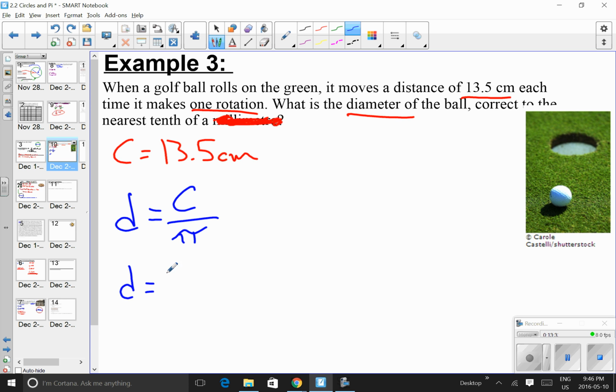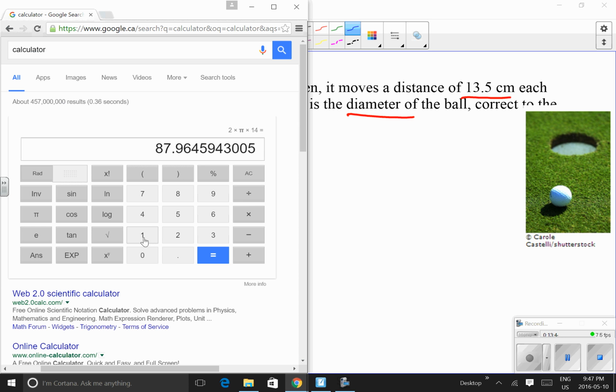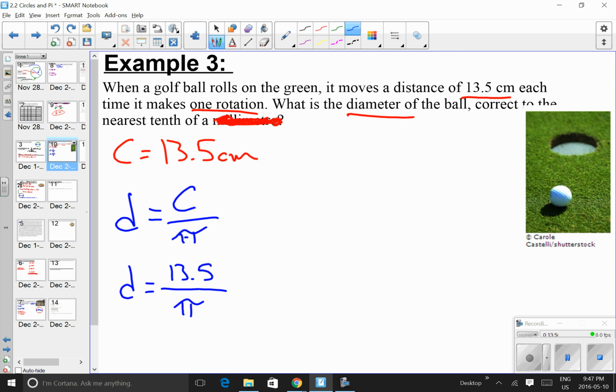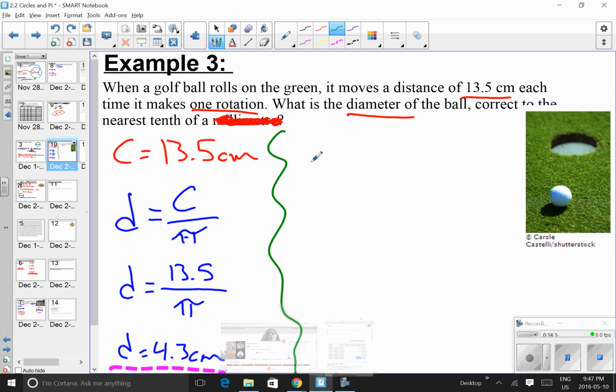My diameter equals my circumference, which was 13.5, divided by pi. And I can go straight to my calculator now. 13.5 divided by the number pi. It's set to the nearest tenth, so 4.3 centimeters. Pretty good. Now, what if you forgot that formula? Oh no, I can't remember the formula for diameter. I have to do something different. Fear not. This formula is on your formula sheet.